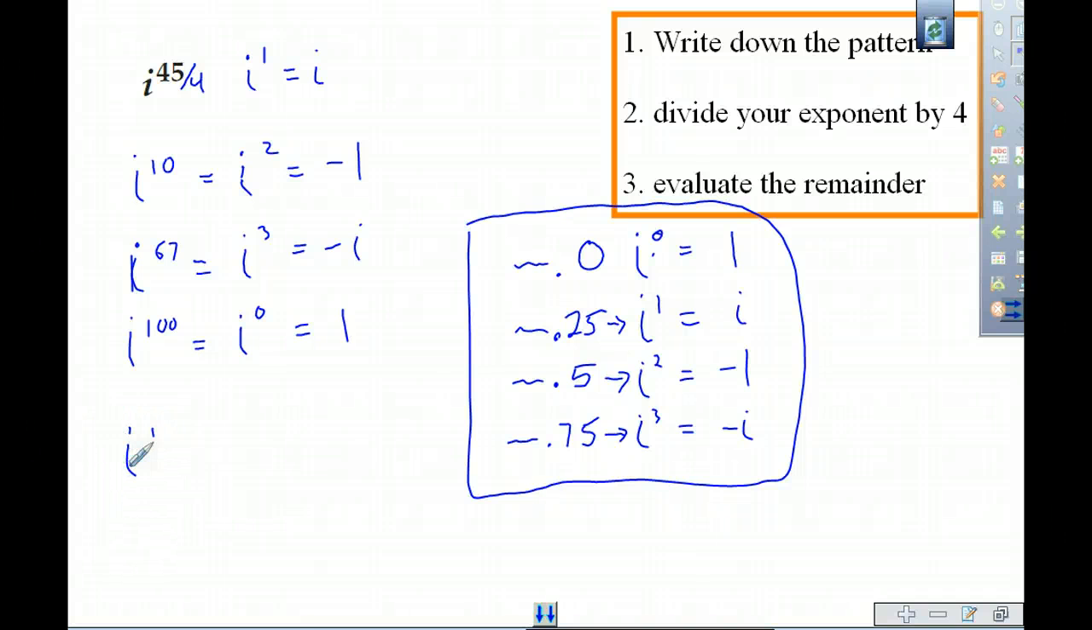So i to the 107. What's the decimal you get? 107 divided by 4 is 0.75. So that's i to the third. So the answer is just -i. But that's how fast we're going to be able to do these eventually.